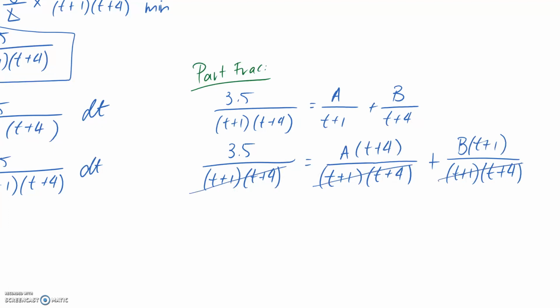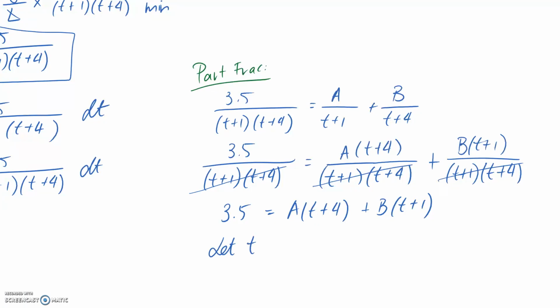They're all going to cancel each other out if I just multiply by t plus 1, t plus 4. So what I'm left with is just what's on the top line. And I need to now go through and figure out what a and b are. The easiest way to do that is just to pick some convenient values for t.